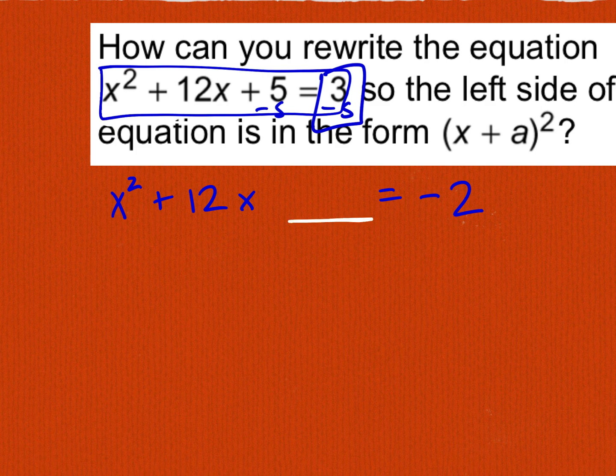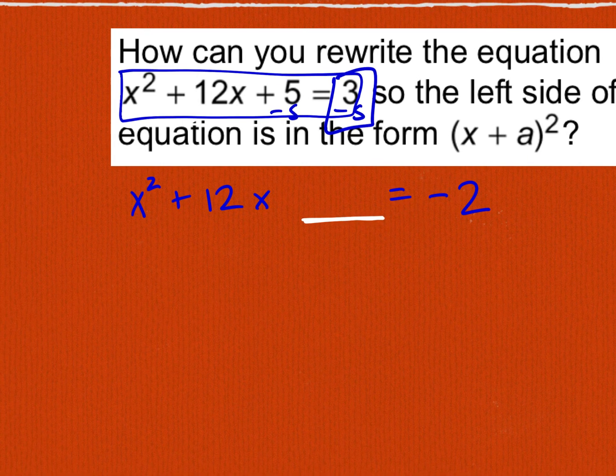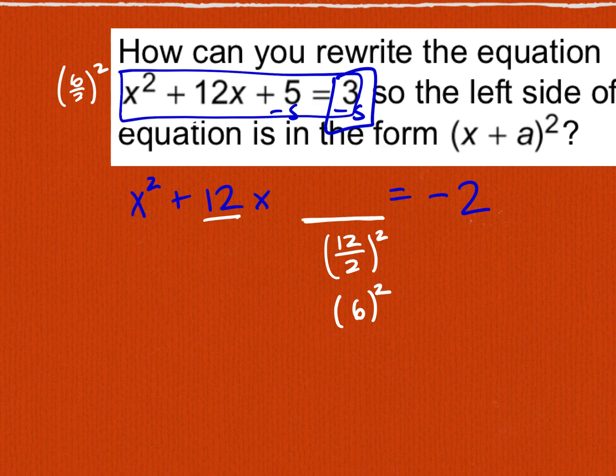All right, so in the blank here is what's going to complete the square. What's the formula that I use to complete the square? B over 2 squared. What's B? B is 12. So 12 over 2 squared. What's 12 divided by 2? 6. So 6 squared. And what's 6 squared? 36. 6 times 6.